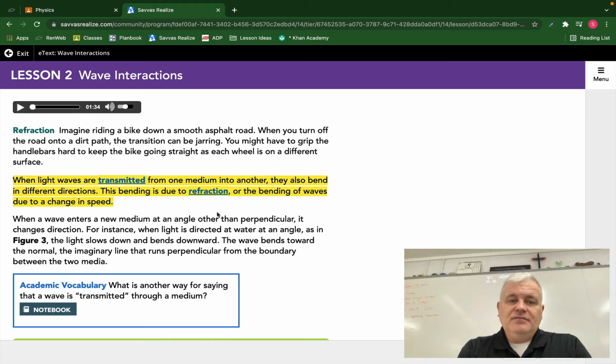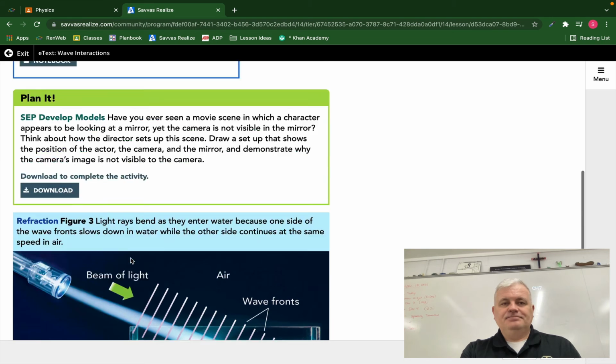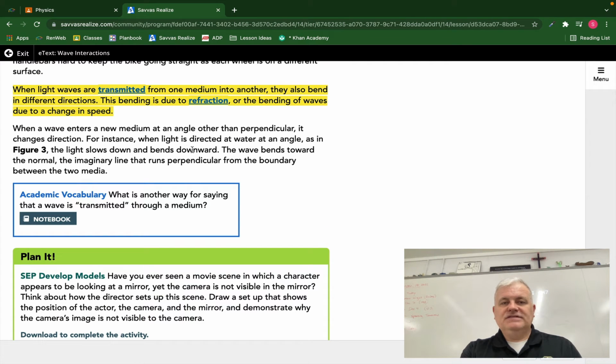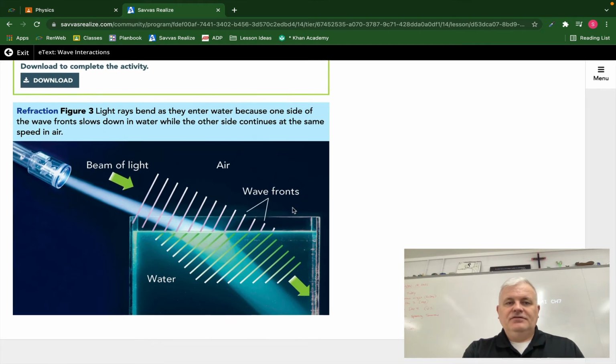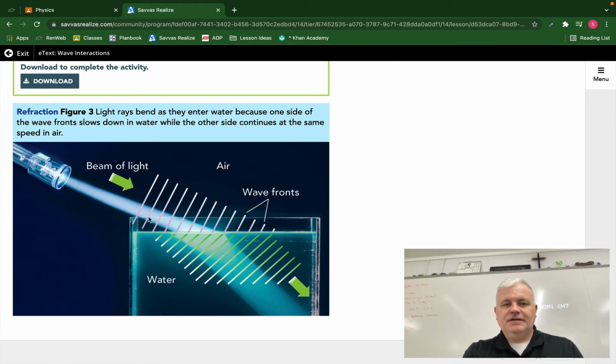When a wave enters a new medium at an angle other than perpendicular, it changes direction. For instance, when light is directed at water at an angle, as in our figure down here, the light slows down and bends downward. The wave bends towards the normal, the imaginary line that runs perpendicular. So again, just like with our last illustration, here's our flashlight, and we're going to shine a beam of light into the water, and it bends, just like our pen bent when I put it into the water here. And that beam of light bending has a different angle of incidence and our refracted angle here.